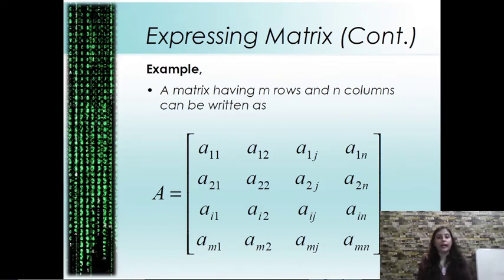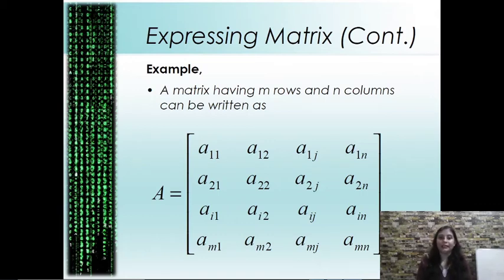Like I could have had, say, 7 elements in the first row. Then I would have had a11, a12, a13, a14, a15, a16 and the last will be a17, that is n is equal to 7. So 7 columns will be there all together. Similarly, look at the last row. The last row I have written here am1, am2, amj, amn.